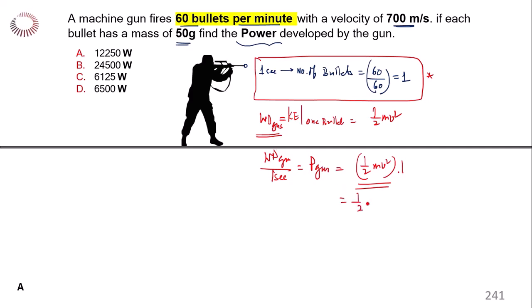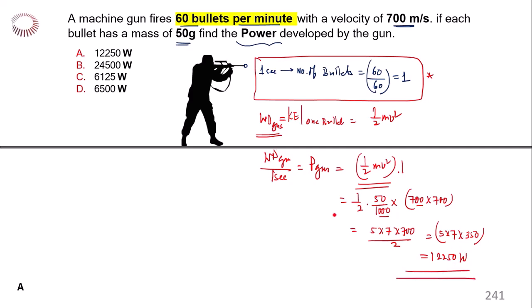So half is half. M is 50 grams means 50 by 1000 into v square means 700 into 700. Okay. So ultimately what happens? So 1000 into 1000 cancels, also 5 into 7 into 700 by 2. So it is 5 into 7 into 350. So ultimately I am getting 12,250 watts. So this is the answer. That means this is the amount of power developed by the gun.